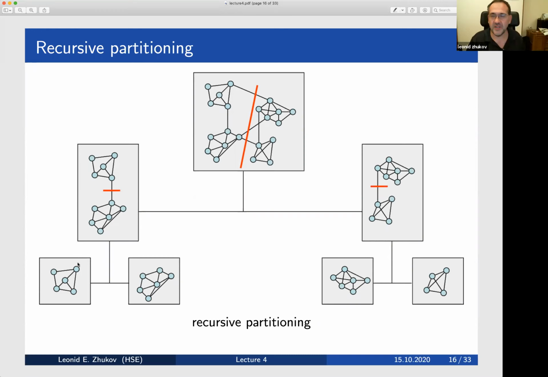I mean, if you continue cutting, of course, you can cut all the way through to the individual nodes, but that's not the goal. The goal is to find those tightly connected groups.